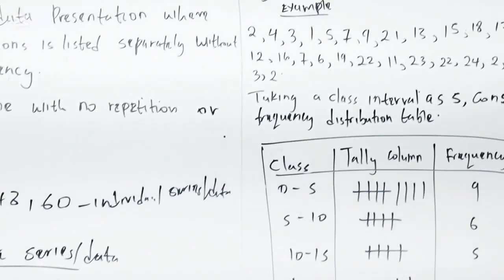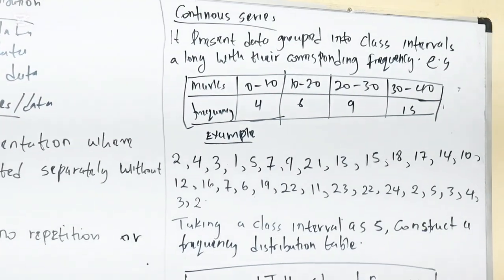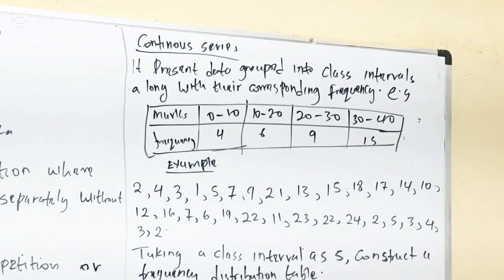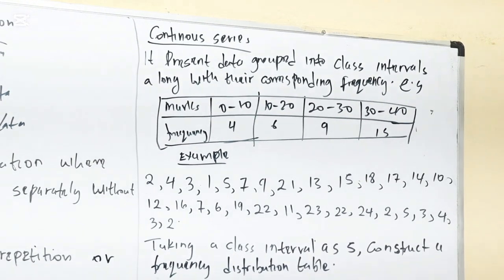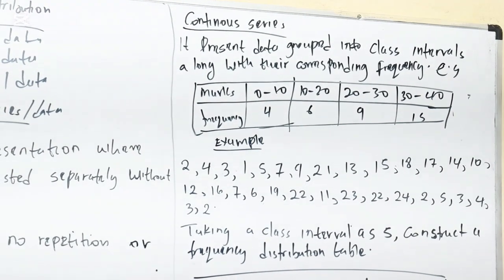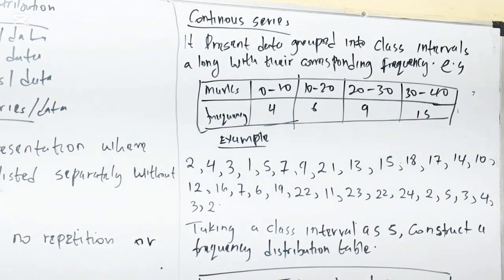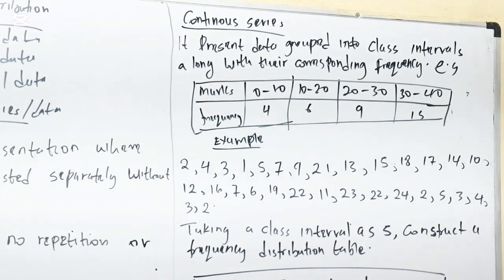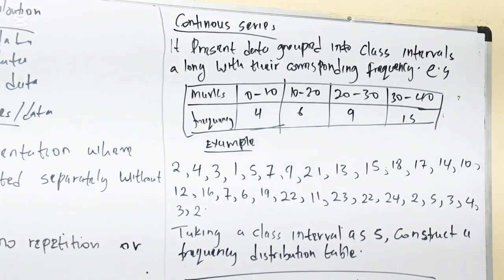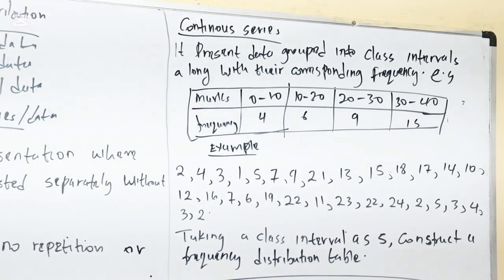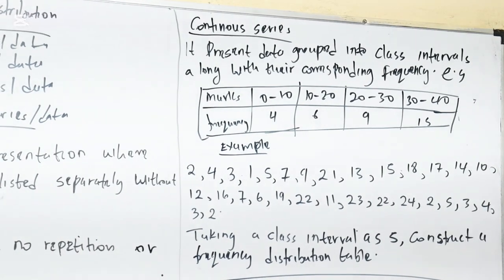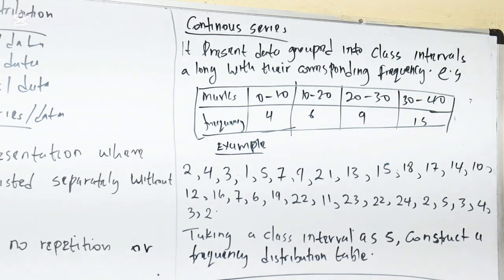Now, this series represents data grouped into class intervals along with corresponding frequency. Now here, the data must have an interval. Between this interval and that interval, between this interval and that interval. So there must be an interval.